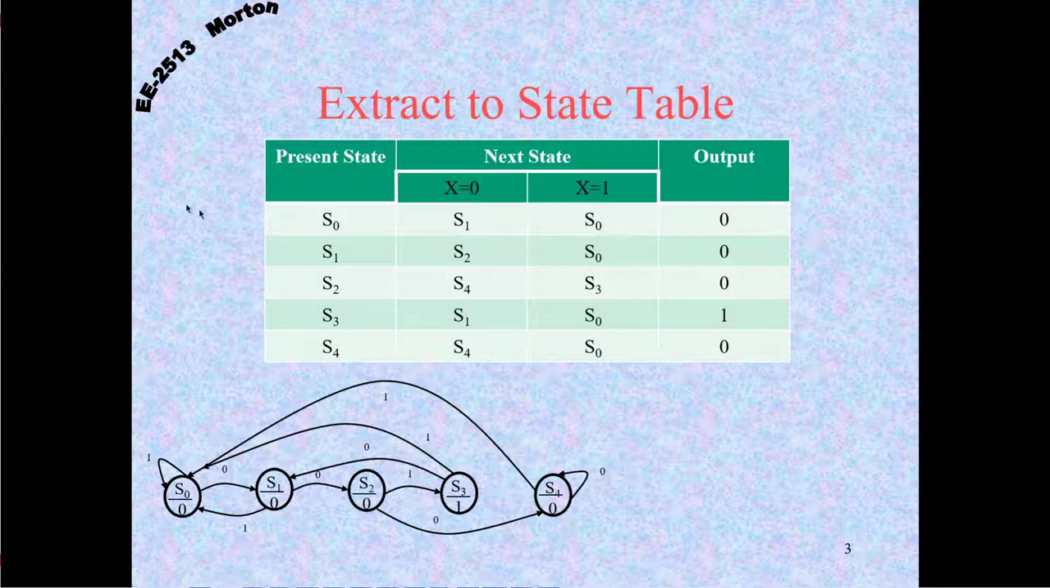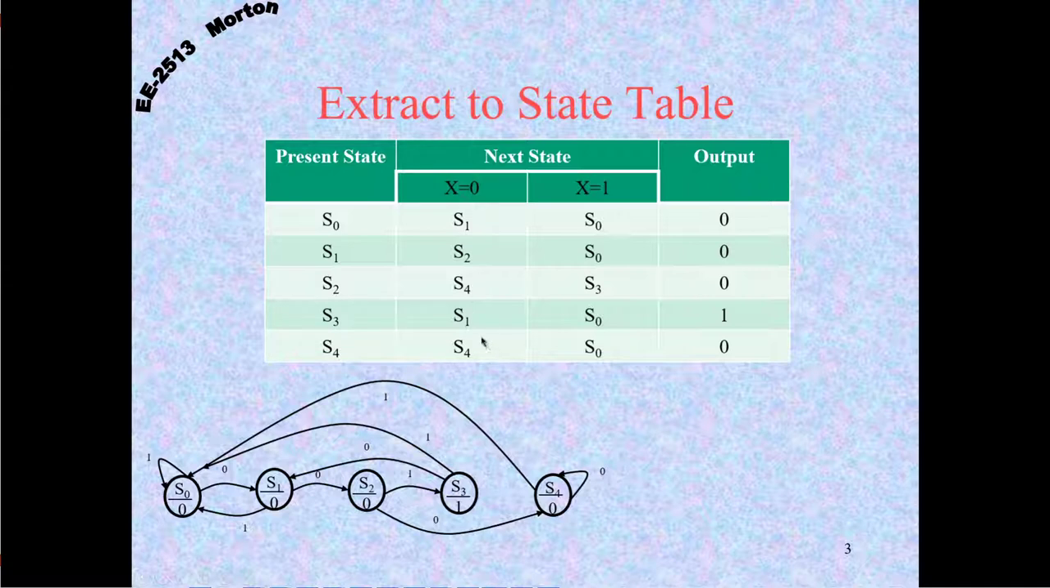we'll take those codings and substitute in for each one of our variables. So for S0, we'll substitute in 000, which means for ABC. For S1, we'll substitute in 001, for S2 010, for S3 011, and for S4 100. And that should be all the states we need.